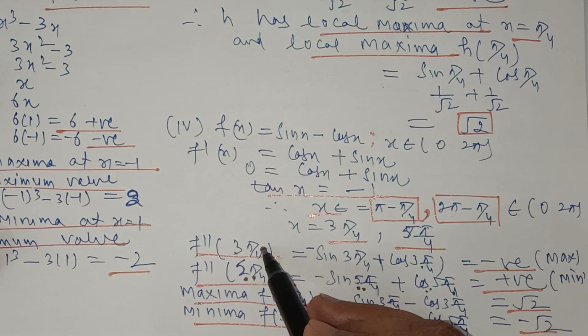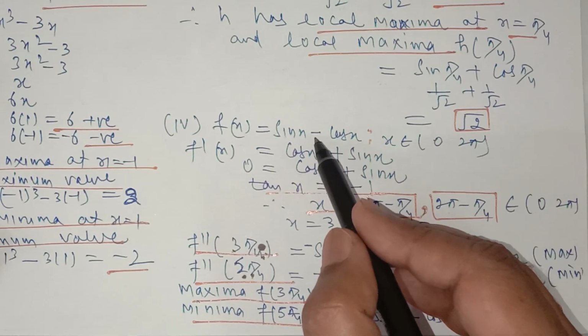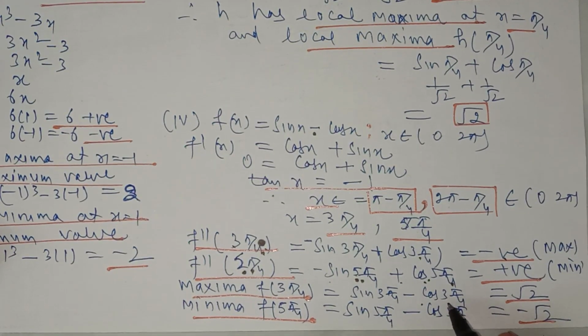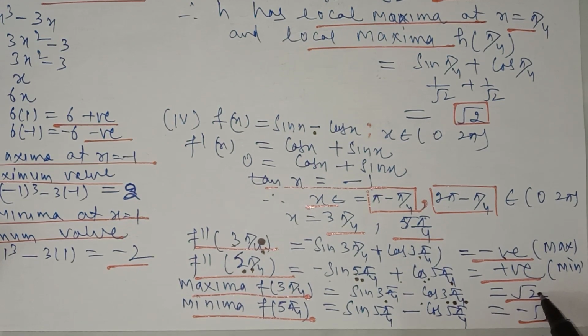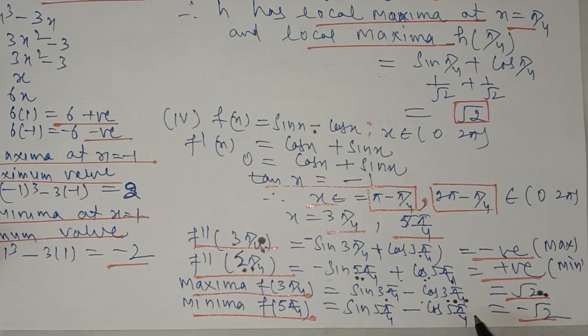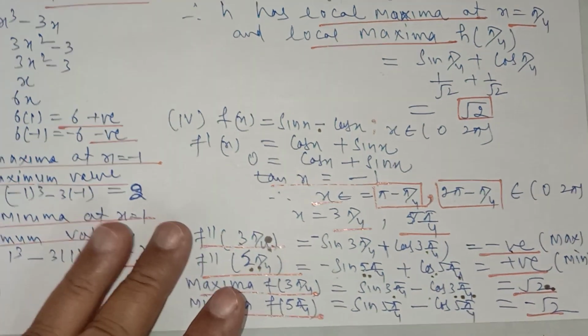To find the local maximum value, replace the value of x as 3 pi by 4 in the original function, which is sin 3 pi by 4 minus cos 3 pi by 4. You know how to find the value of sin 3 pi by 4 and cos 3 pi by 4. Take your own time, do the calculation in your rough column. It comes out to be root 2. The local minimum value will be obtained by putting x as 5 pi by 4 in the original function. Sine will be negative, cos will be negative, and the final value comes out to be minus root 2, which is the local minimum value of this given function.